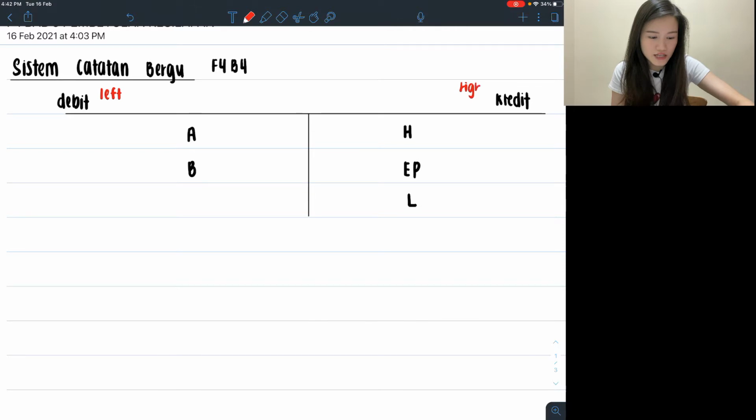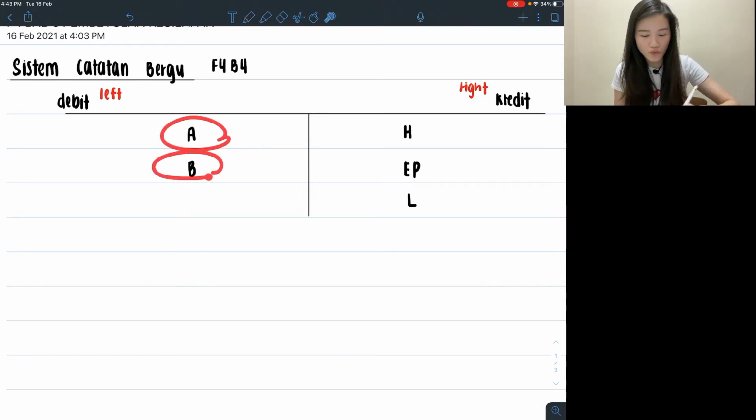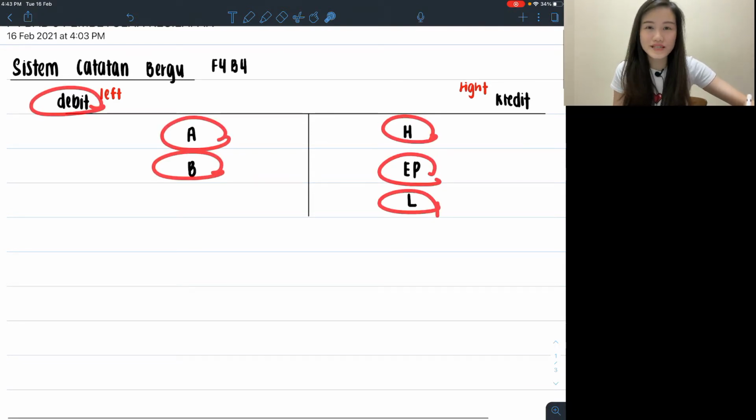So this positioning is for you to know who sits on the left and who sits on the right, but we don't call it left and right anymore in the account syllabus. We call it debit and credit side. Don't you see that they are sitting in their own positions already? A and B will always be on the debit, while H, EP and L will always be on the credit side.